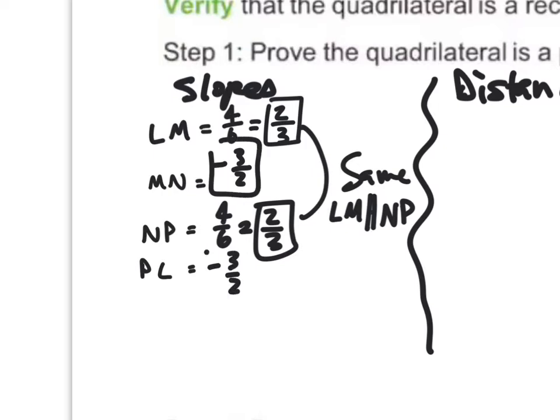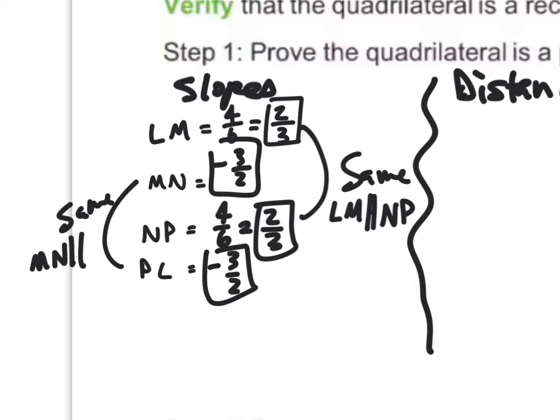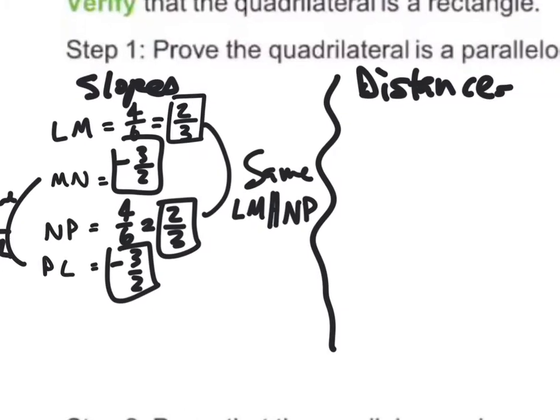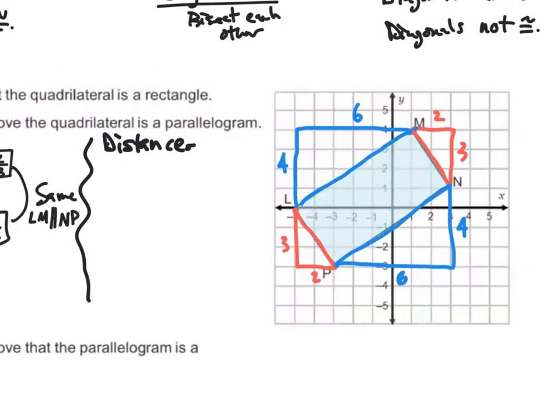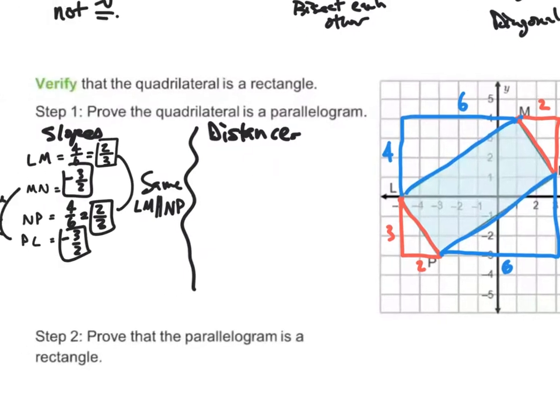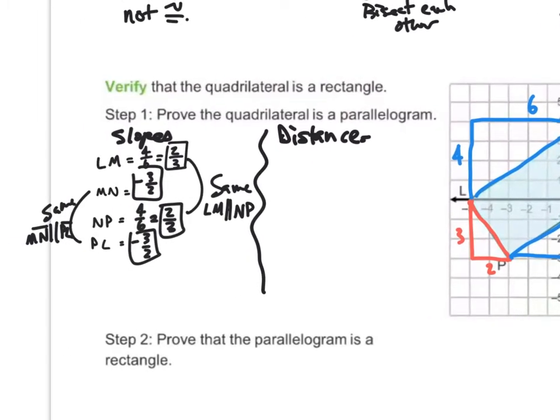All right, so because these are the same, we know that they are parallel. So MN is parallel to PL. And that's what I know. Now, what I know about that, MN is parallel to PL. That's the first thing that I know. They're parallel. What we can also conclude here is that these are opposite reciprocals.